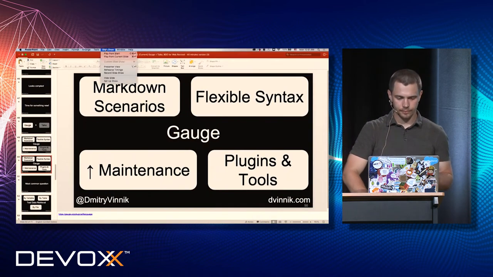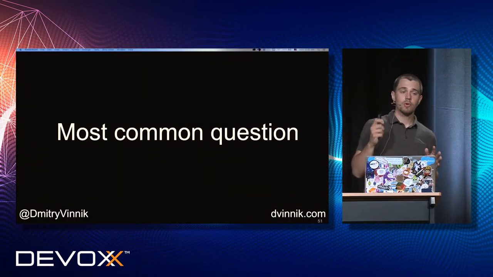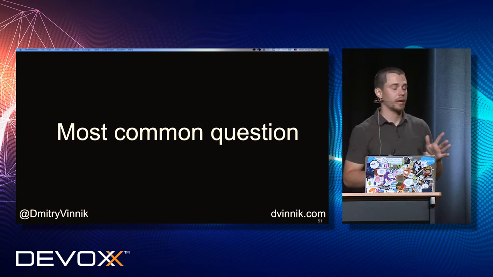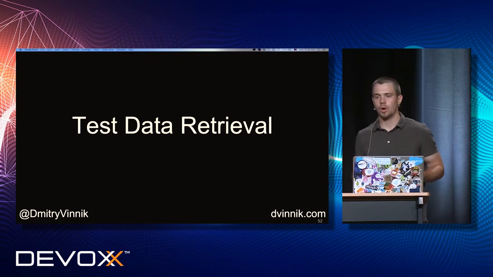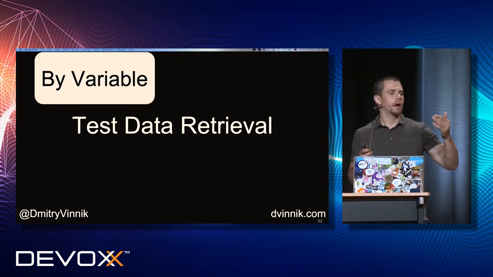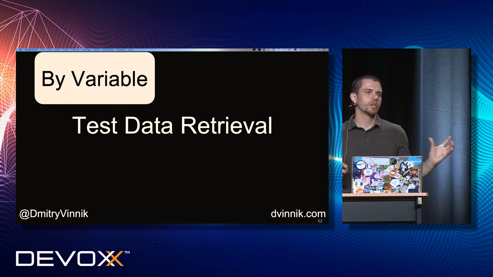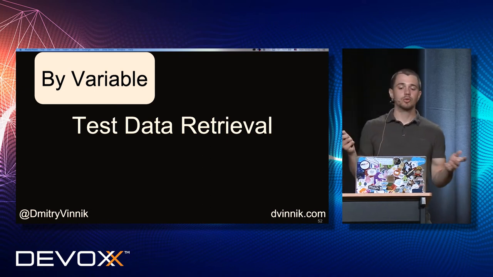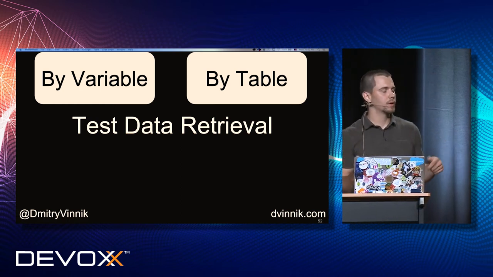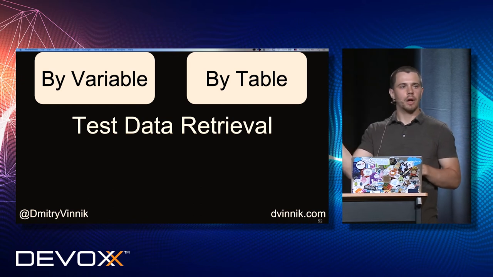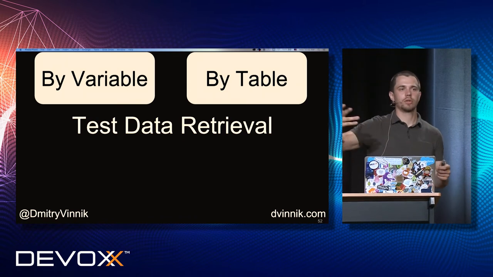All right, so it's all good and all, but the most common question I get when I give this talk about Gauge is about test data retrieval. If you work with Cucumber, you probably have used things like retrieving test data by variable, or the bracketed string, which converts to any argument you want. Gauge also accepts tables, of more complex POJO-type data. So you specify a table in your spec file, and it will be converted to a simple plain object in the case of Java, and you can use it as well.